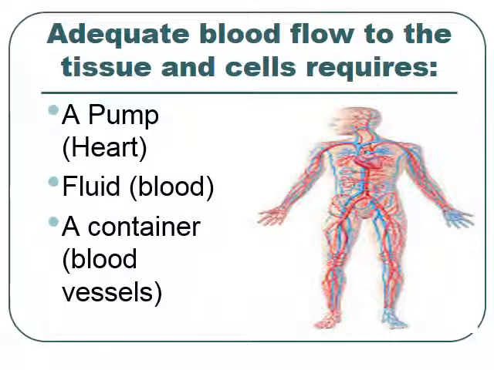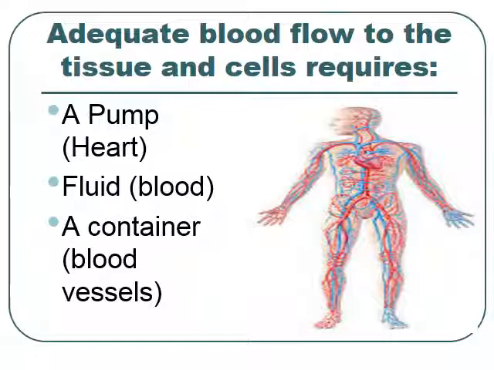Okay, in order for us to have adequate blood flow to our tissues and cells, we've got to have three things. We've got to have a pump, and our pump is our heart. We've got to have some type of fluid, and that fluid would be our blood. And then we have to have some kind of container that holds that fluid, and that would be our blood vessels. If one of these is impaired, perfusion to your tissues is going to be compromised. So all three of those have to be in working order.